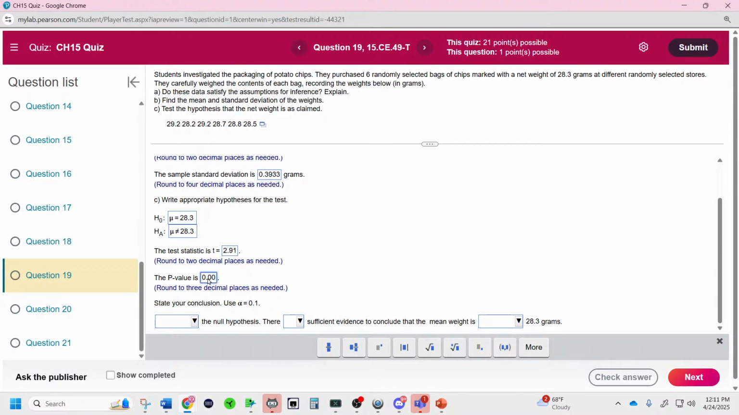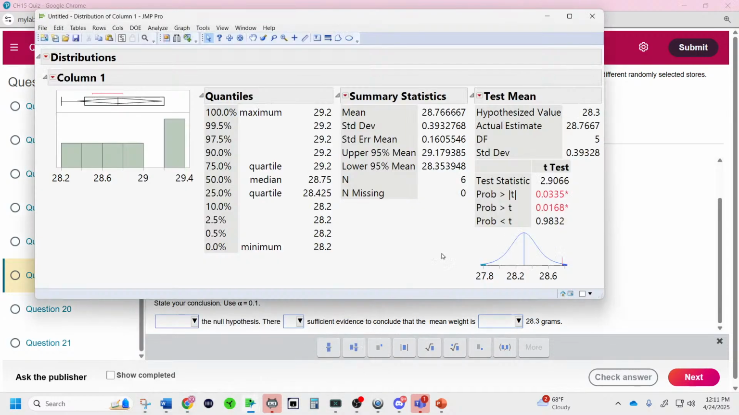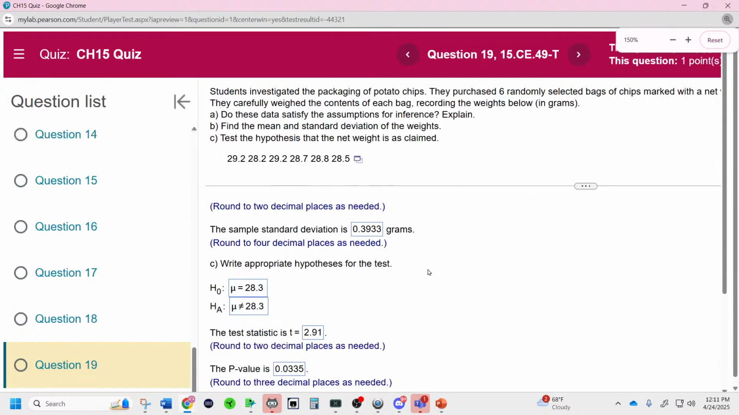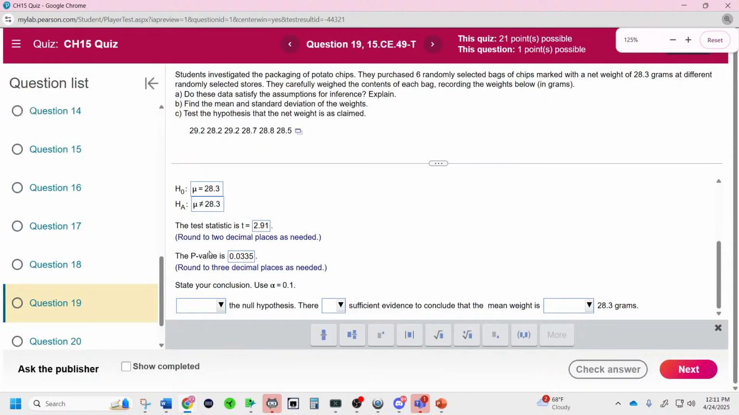So this is where I want you to jump in. What do we do with an alpha of 0.1? With an alpha of 0.1, our p-value is what to alpha? Our p-value right here is what to alpha? This is where I want you to jump in.